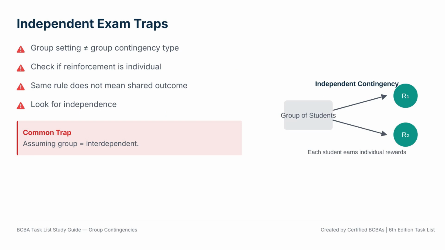One of the biggest exam traps is assuming that a group setting automatically means an interdependent contingency. That is not true. You must always check whether reinforcement is delivered individually or shared. Even if all students follow the same rule, that does not mean the outcome is shared. So on the exam, always ask, is each person earning their own reinforcement? If yes, then it is an independent group contingency.